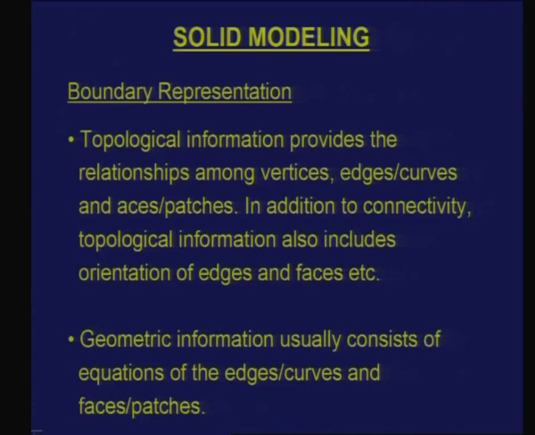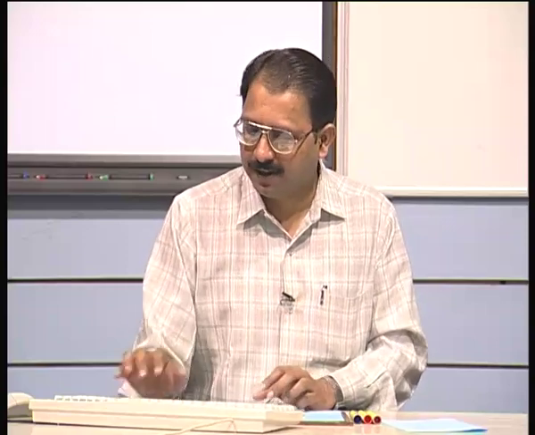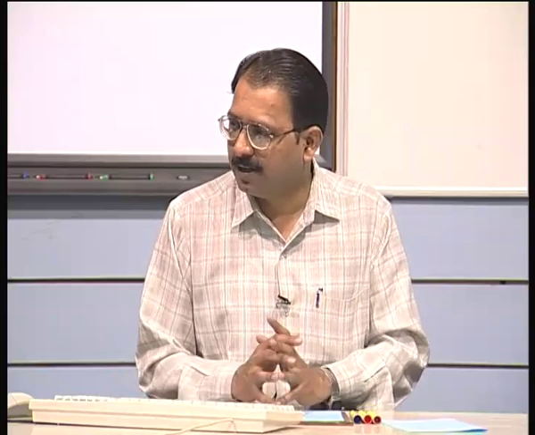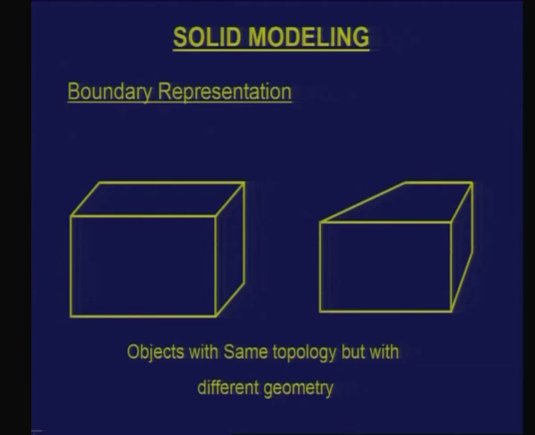Like in a CSG, if I say that I have a primitive, it has both topology and geometry which are mixed up. Okay, they are not separated. I will give this using, let us say, an example. Take for example, I have two objects. Okay, here are the two objects, solid objects, and both the objects have 6 faces. Okay, and they have 8 vertices and they have 12 edges.